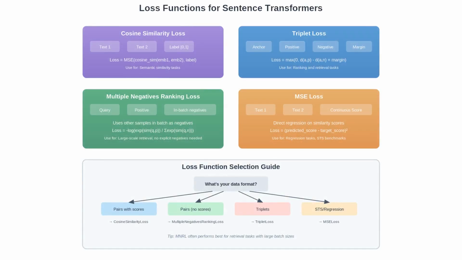Now we move to Part 2, Understanding Loss Functions. Different loss functions are designed for different data formats and training objectives. This diagram illustrates the key loss functions available in sentence transformers. Each loss function has specific requirements for input data format and is optimized for different tasks. Choosing the right loss function is crucial for training success.